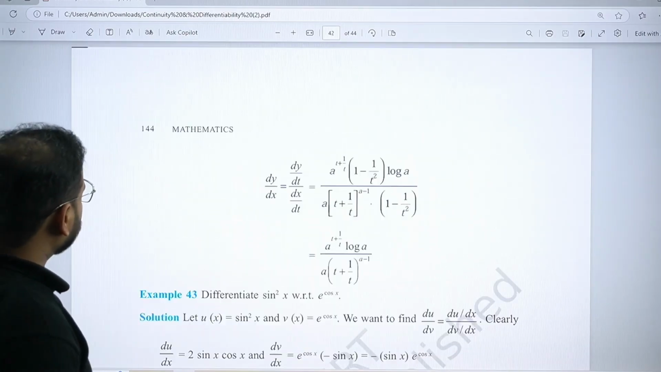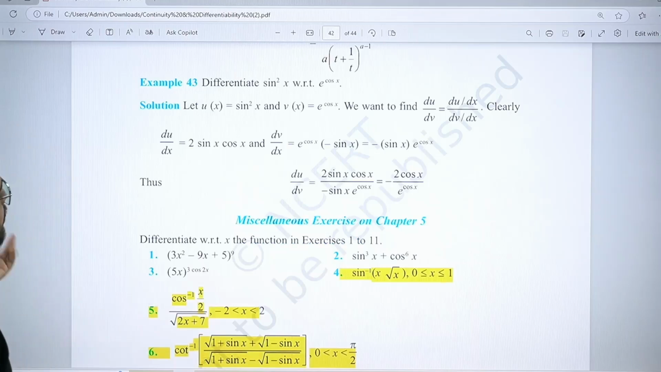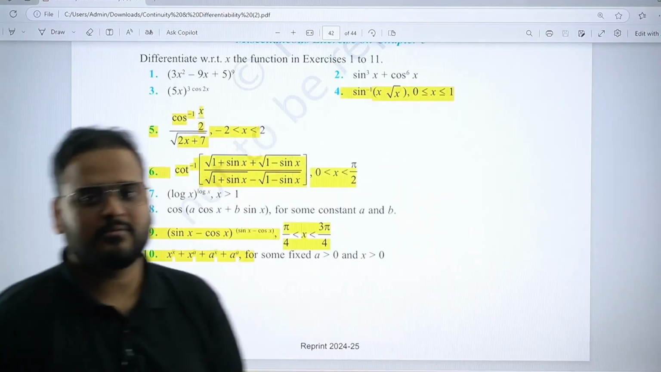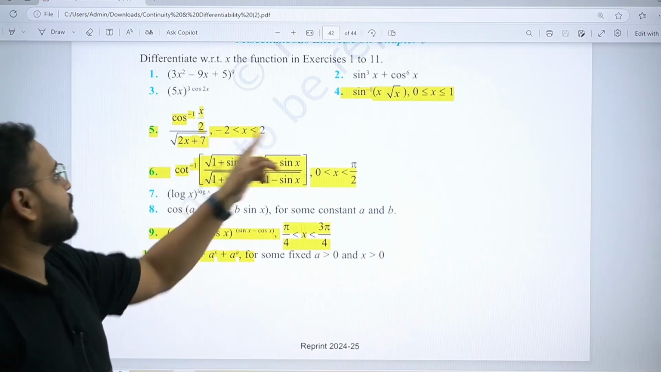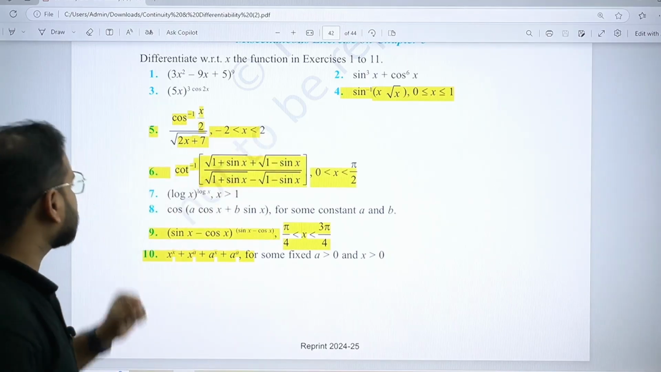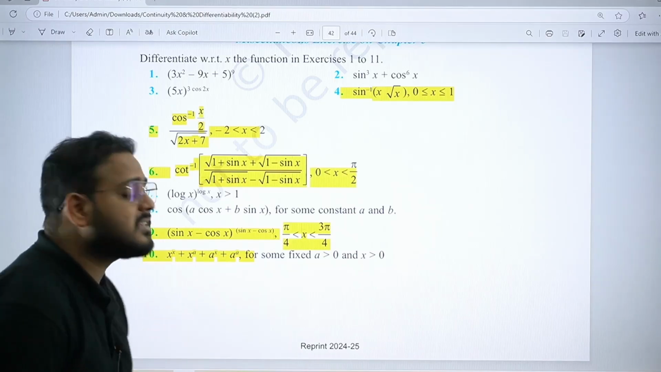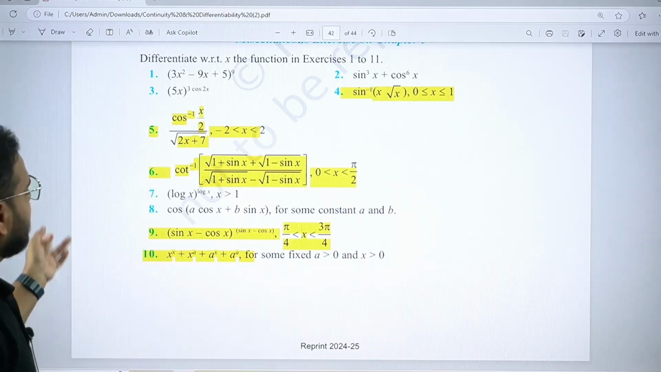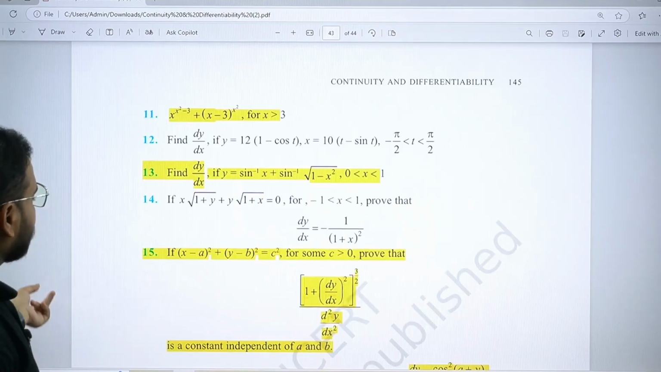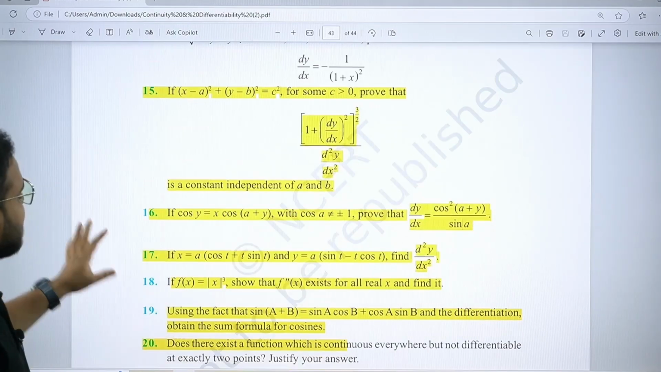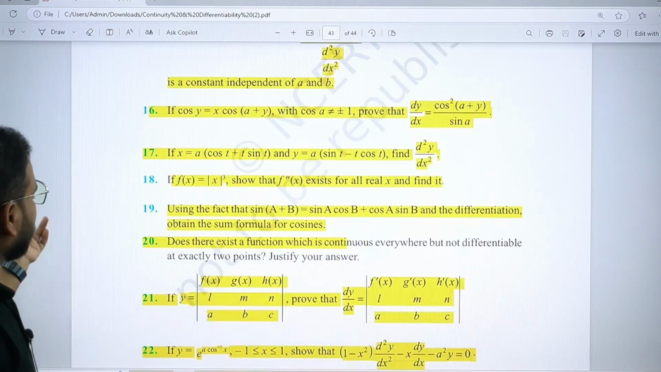And moving on, bacha, we have 43 also. If you want, you can solve, okay? And then, as I said, if you can solve all the questions, very good for me. Now coming, bacha, to the miscellaneous exercise: question number 4, question number 5, question number 6, question number 9, and question number 10. Please solve these, bacha. Okay, this is it. We have some more questions. 11, 13, 15, 16, 17, 18, 19, 20, 21, 22.